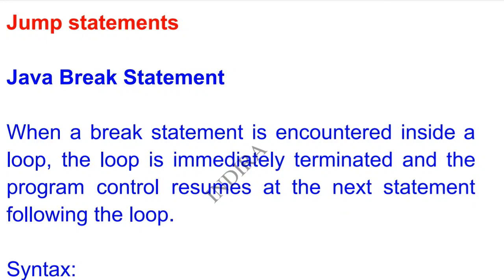Branching statements are also known as jump statements. Here, jump statements consist of 3 types: break, continue, return. Coming to the break statement: when a break statement is encountered inside a loop, the loop is immediately terminated and program control resumes at the next statement following the loop.